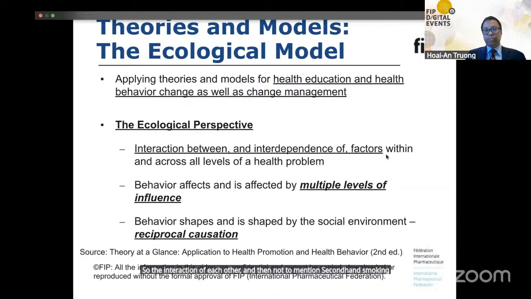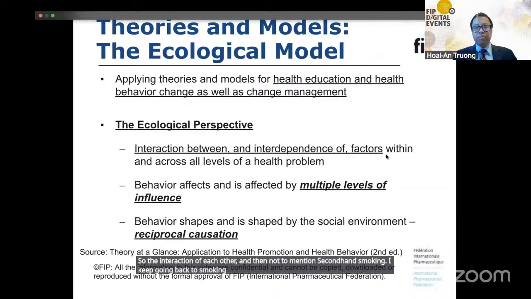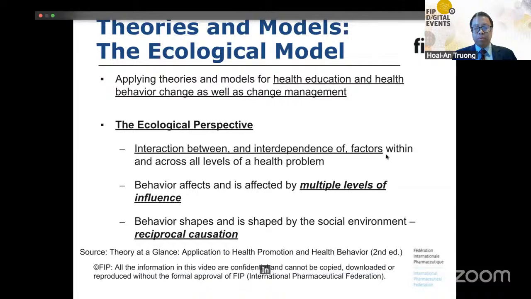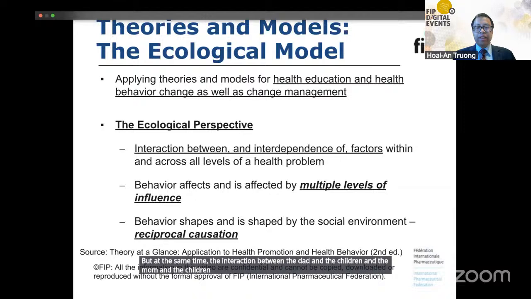Not to mention secondhand smoking. I keep going back to smoking as a challenge because it's a real challenge, right? In the family, one family member smokes, the others do not smoke. But at the same time, the interaction between the dad and the children and the mom and the children will all interact with each other.